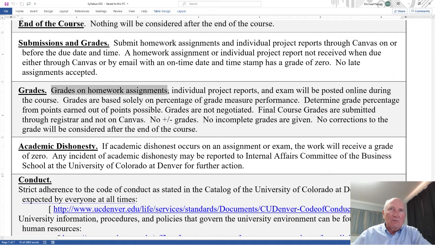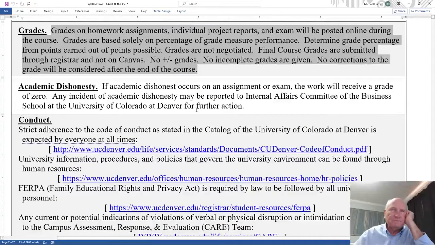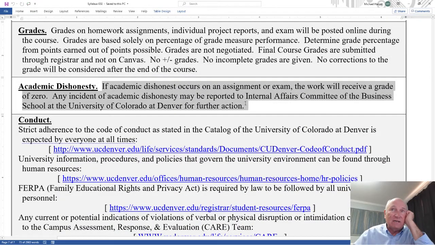Grades will be posted on Canvas. No plus minus grades. The course grades will be sent to the registrar. All the grades will be in Canvas except the course grade. That's sent to the registrar. Academic dishonesty, and I've already mentioned that, on anything in this course will be reported for further action.